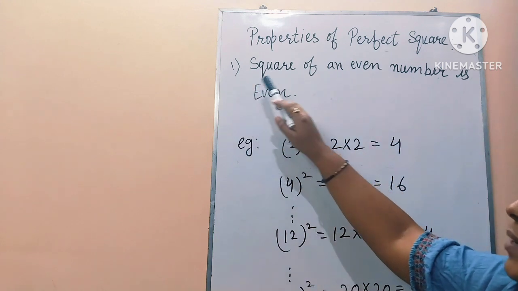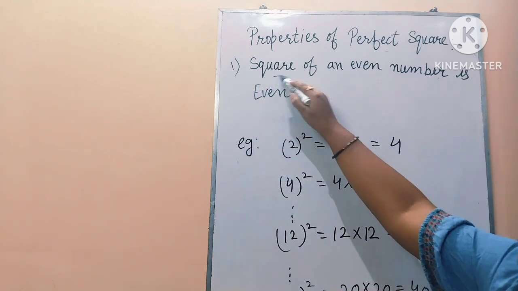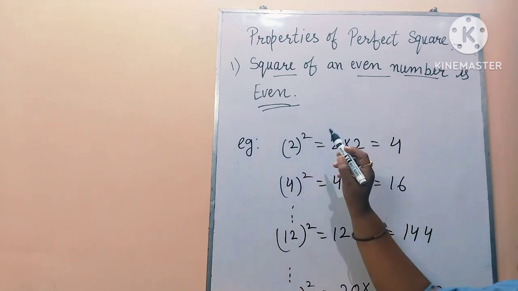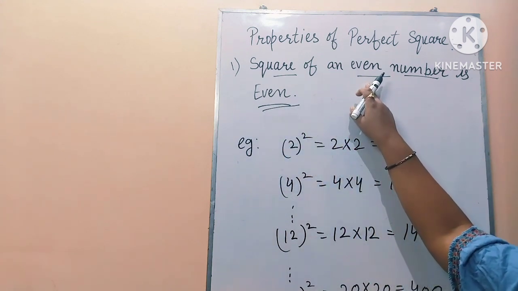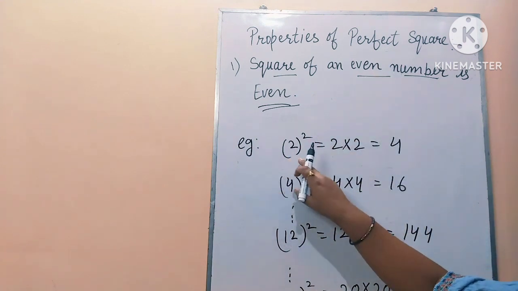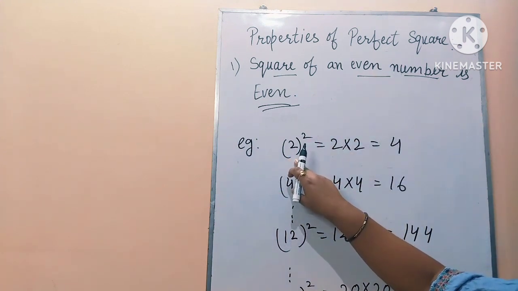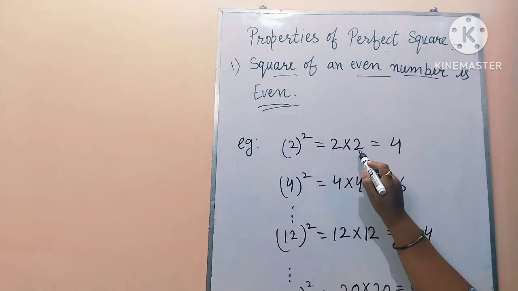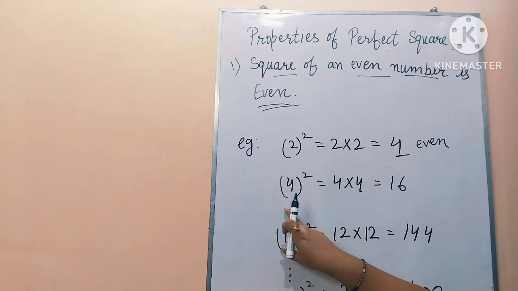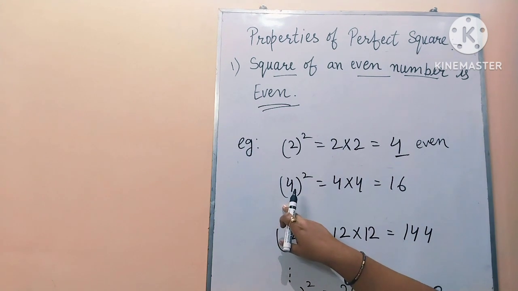Properties of perfect square. First property, the square of an even number is even. That means if you are taking the number as even and you are taking the square of that number, the product or the square is also going to be even. For example, if you do the square of 2, you get 4. So 4 is also even.